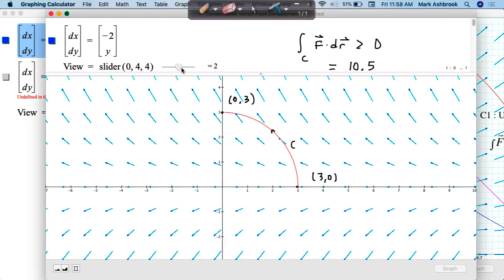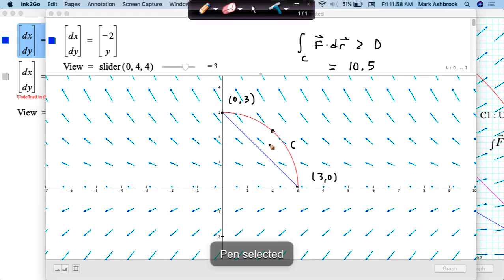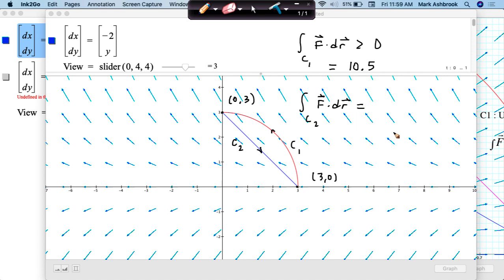Okay, so now I want to do this line integral from 0,3 to 3,0. I'll call that one C1, and now I want to call this one C2. So I want to calculate the line integral along C2, the straight line path back from 0,3 to 3,0. We actually want to get its value.